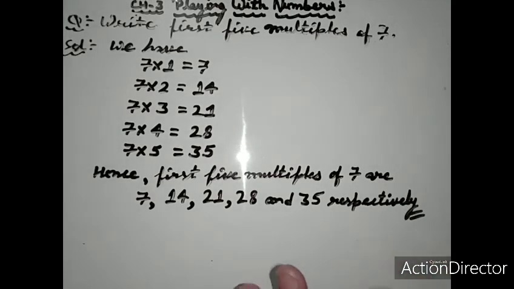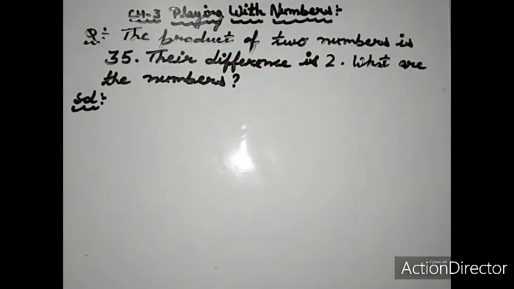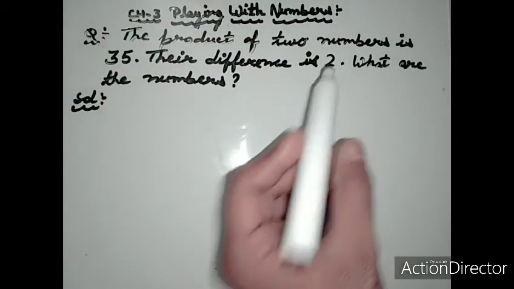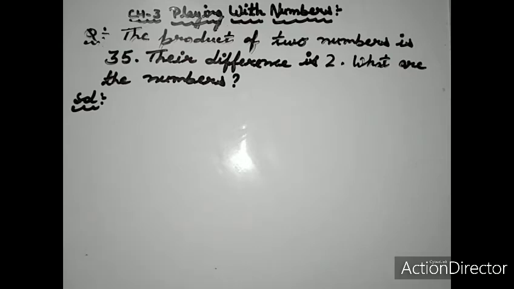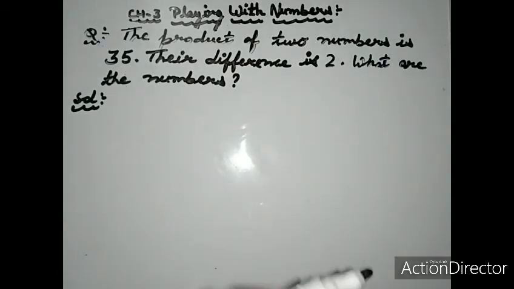Dear students, by using this method you will find the next 2, 3, 4, 5 and the other multiples of a given number. Alright, now the next question: the product of two numbers is 35 and their difference is 2. What are the numbers? Students, first we find the factors of 35, and then we check which two numbers, subtracted from each other, give a difference of 2.